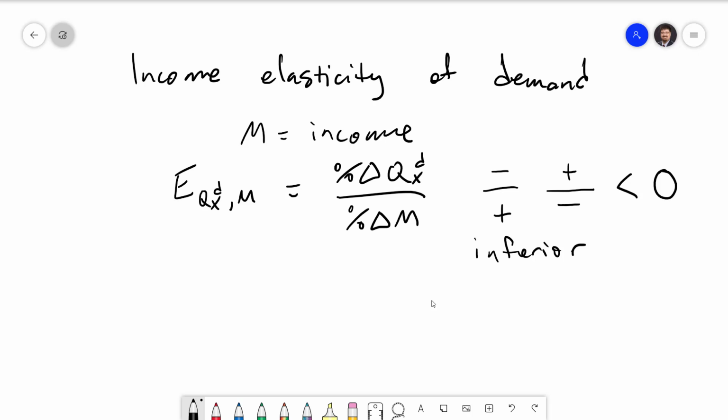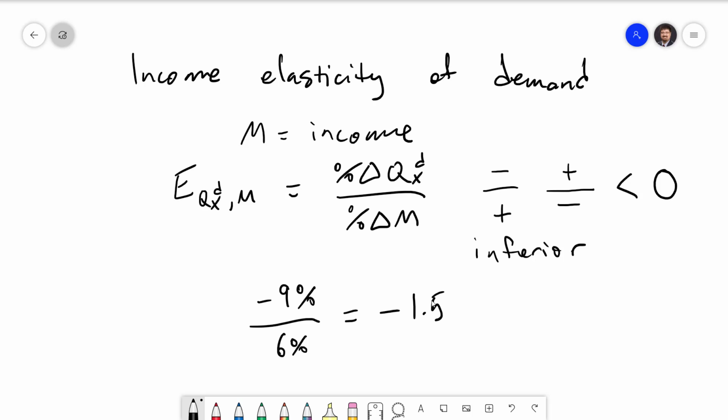For example, suppose that we have a 6% increase in income, which leads to a 9% decrease in the quantity demanded of ramen noodles. We'll put the 6% increase for the income and a negative 9% change for the quantity demanded. This is going to give us an income elasticity of negative 1.5, which is less than 0, it's negative, so we have an inferior good.